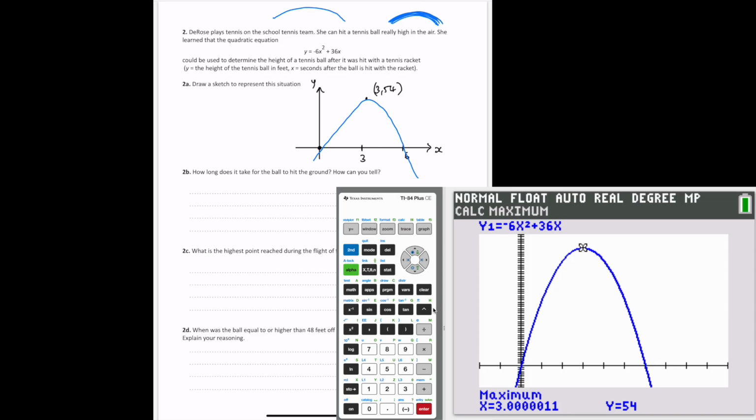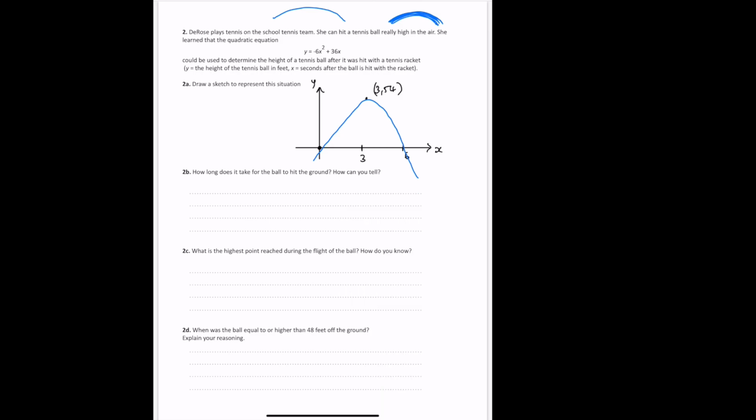And then, how long does it take the ball to hit the ground? Well, it takes the ball 6 seconds, and we can see that because it's what we have just here. We hit the ball, it goes in the air, and then it comes back down and hits the ground 6 seconds later. So 6 seconds, and we need to give a reason. It says, how can you tell? It's because that's where it falls back to the x-axis, so the function crosses the x-axis.